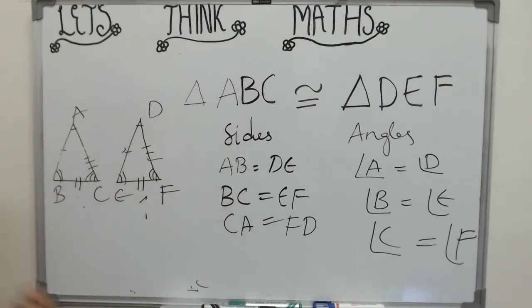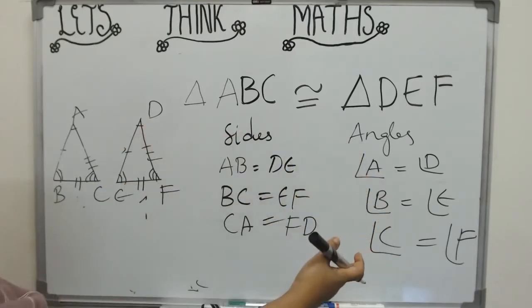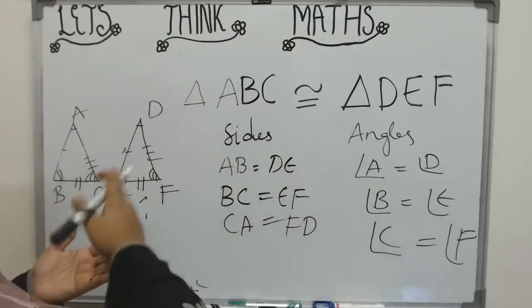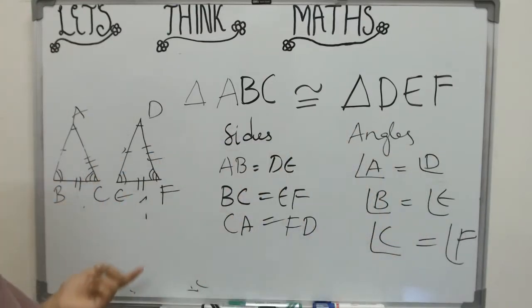So does that mean that every time we have to prove that two triangles are equal, we have to check all these 9 things? 3 vertices, 3 sides, 3 angles, 9 elements. Do we have to check it every time? Luckily, no. That is what we are going to study, something which is called the congruence criterion, which is going to make our life a lot easier.